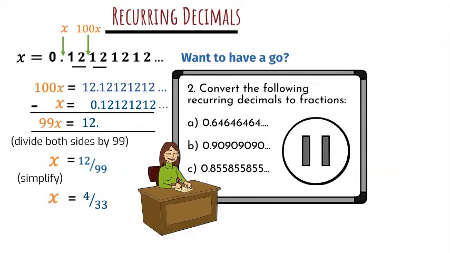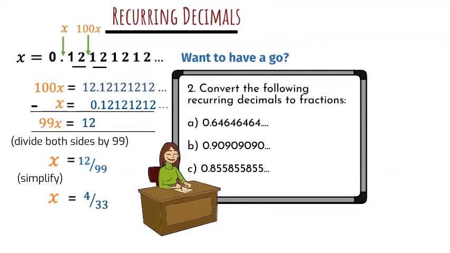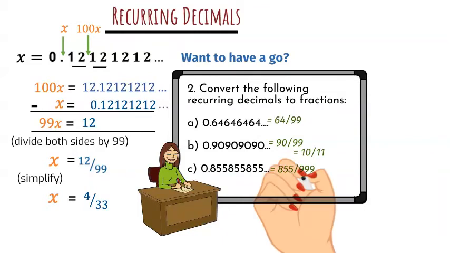Let's see how you got on with those ones. So for part A, you should have got 64 over 99. For part B, 90 over 99, which simplifies to 10 over 11. And for part C, 855 over 999, it does actually simplify to 95 over 111. Well done if you did get C correct, that one was a little bit more challenging.